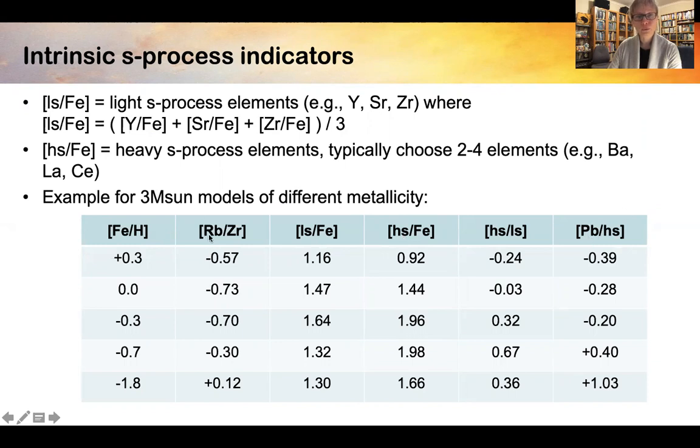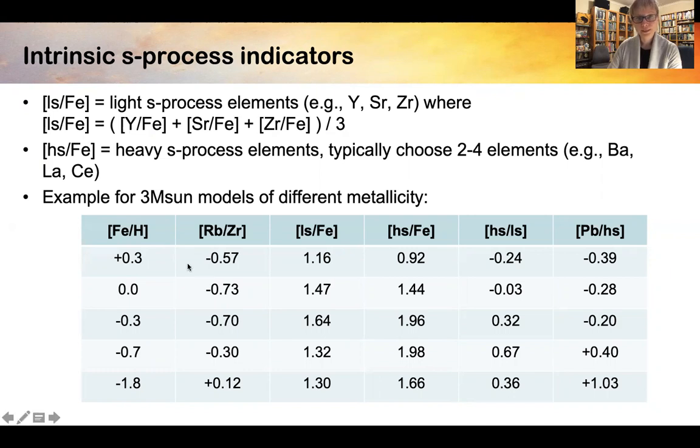I've also put rubidium to zirconium here. Zirconium is made along with strontium. This is the same model mass, 3 solar mass models. These are theoretical predictions of different metallicity, from metal rich, a factor of about 2 above solar, down to almost a hundred times deficit of the solar iron to hydrogen ratio.